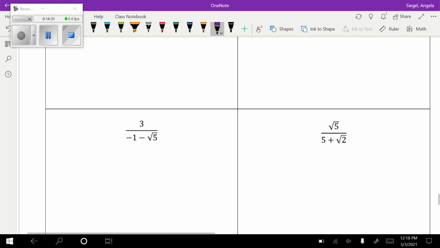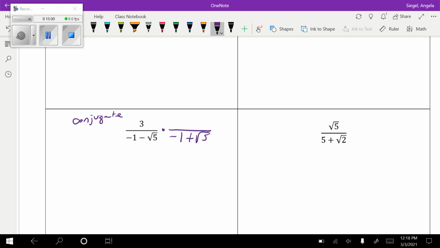Okay, we have 2 more, and these are a little bit trickier. So again, the name of the game is getting rid of the square root. So if I just multiplied by the square root of 5, I'm going to end up with a square root over there. So that's not going to be helpful. So this is where you have to multiply by a conjugate. And so what conjugates do is they're going to get rid of our square root for us.